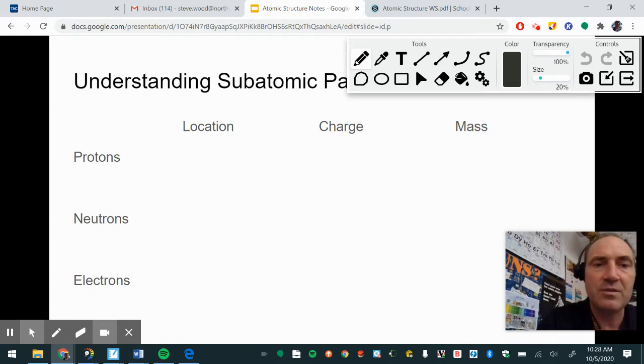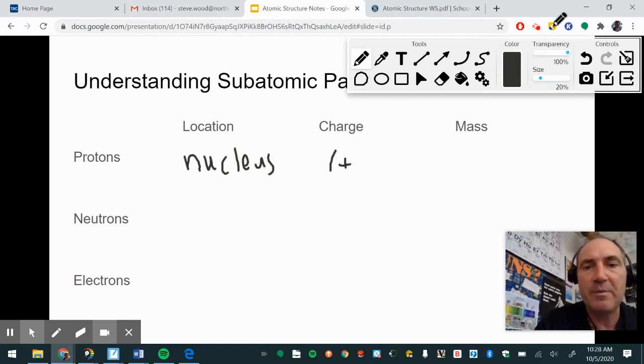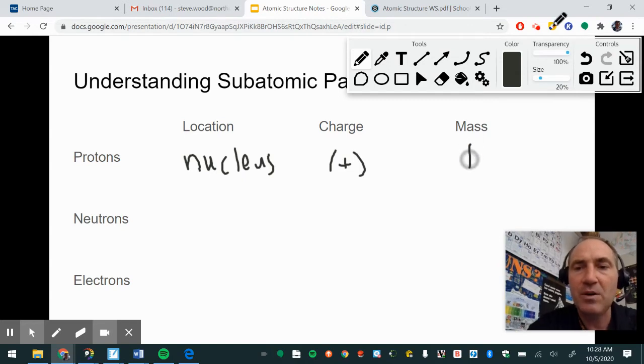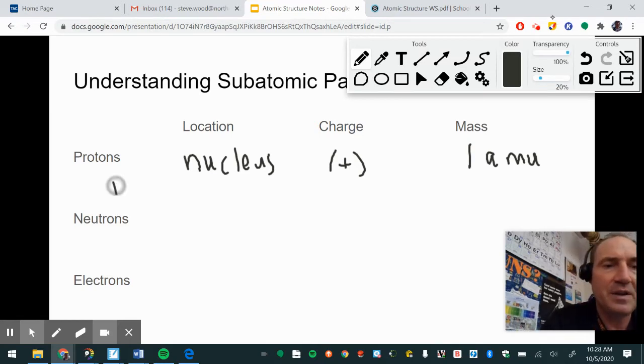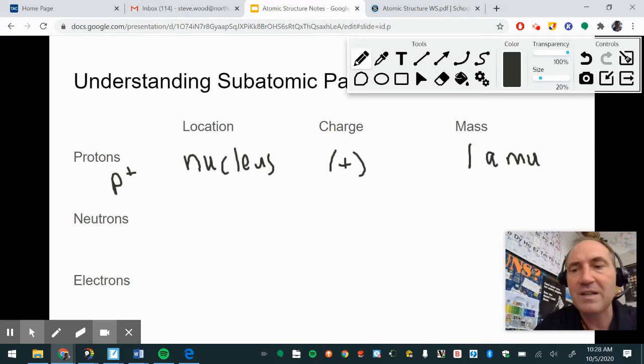So the protons, they're located in what we call the nucleus, where pretty much all the mass of the atom is. Its charge is positive. Maybe you remember that from freshman year or from before. And it has a mass of approximately 1 AMU. So 1 AMU is what we call an atomic mass unit. And that's basically where in the nucleus the protons are. So sometimes we'll write the abbreviation P+ because they're positive and they're protons.